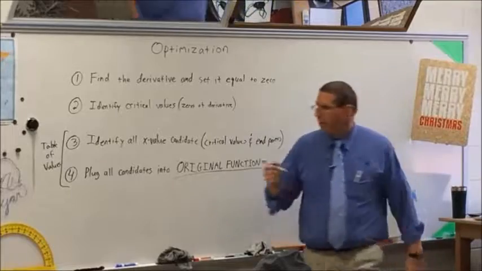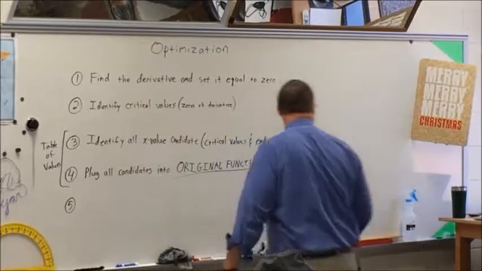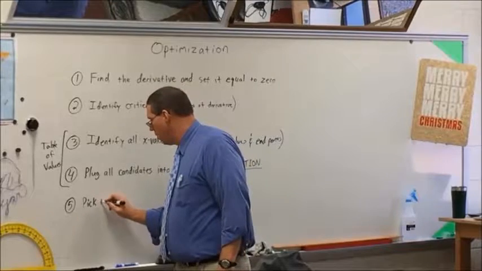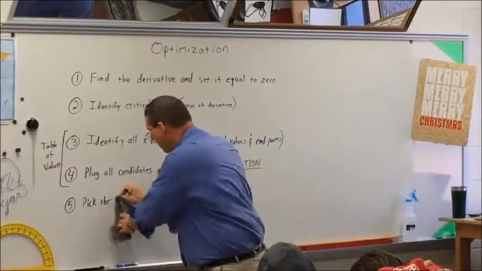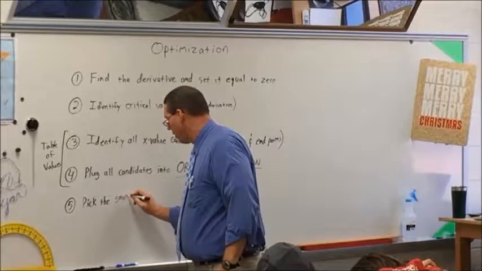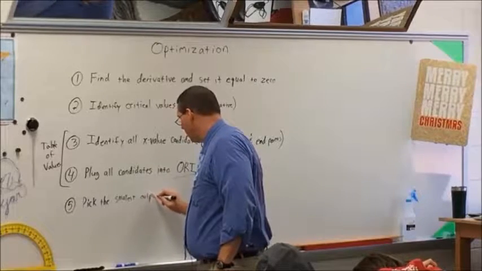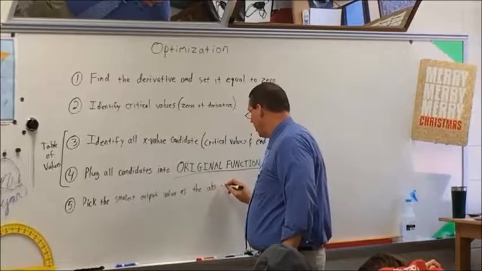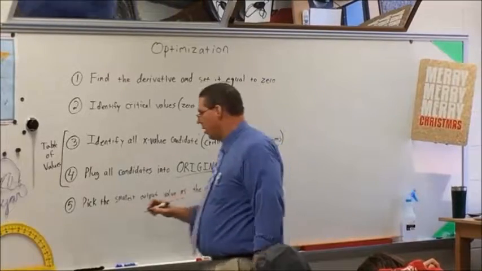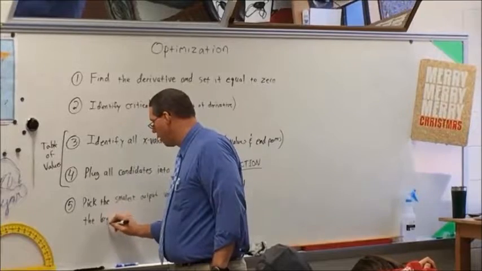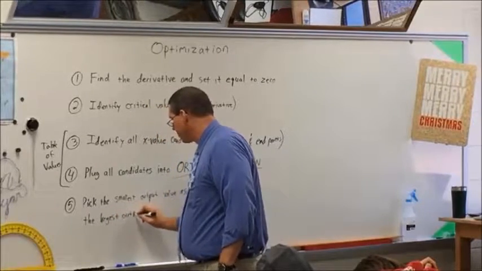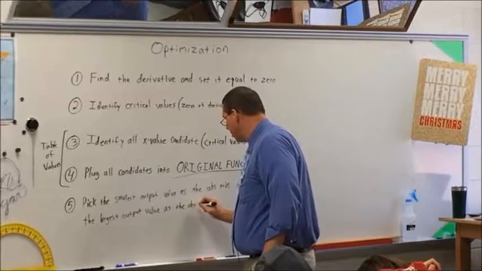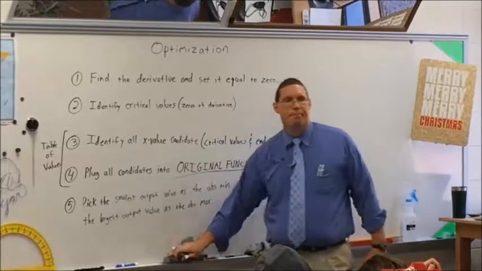And then step 5, the final step, is pick the smallest output value as the absolute minimum and the largest output value as the absolute maximum. And you're done.